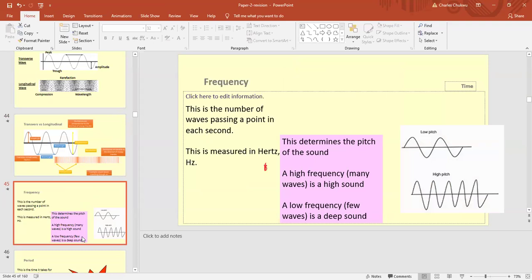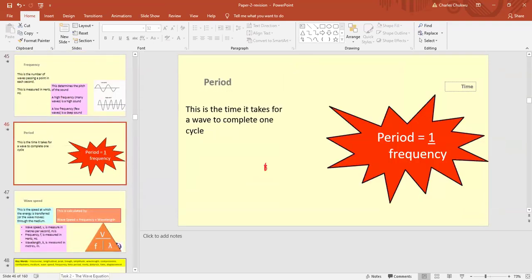Frequency is the number of waves passing a point in each second, okay? And the unit is hertz. So that's the unit for frequency. Period is the time it takes for one wave to complete one cycle. And one cycle is the length of one wave. Okay. All right. So are you good with it so far? Yes.